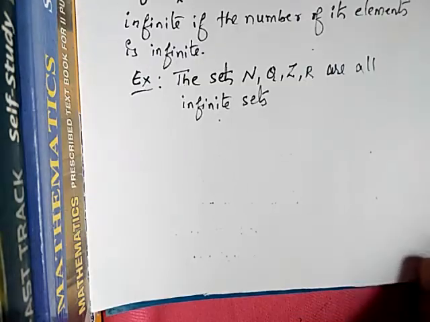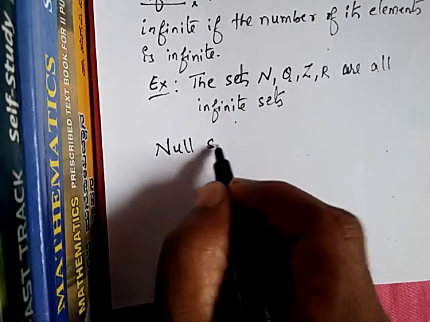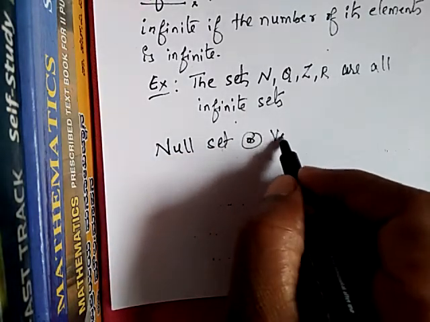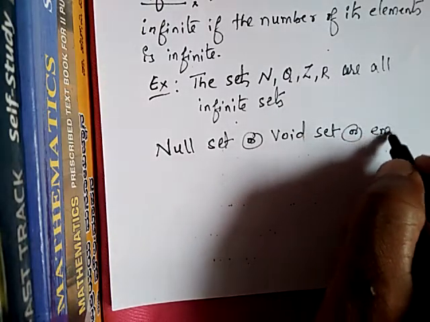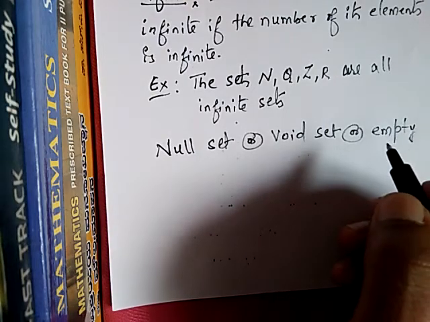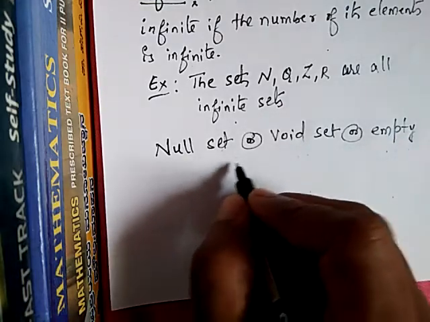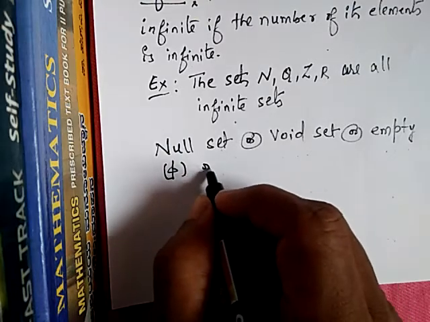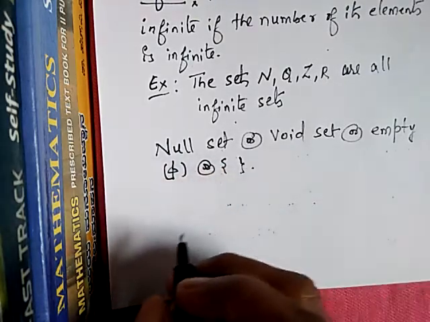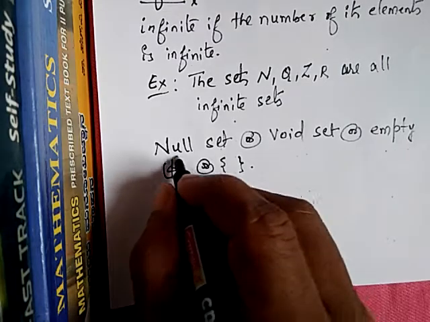Next we will go for null set. What is that? Null set, we can say void set also, or you can say empty set. Void set or empty set or null set, and it is denoted by φ. The null set is denoted by φ sometimes, or we can denote it like this also, empty braces { }. So you can say a set having no element is known as a null set or void set or empty set.